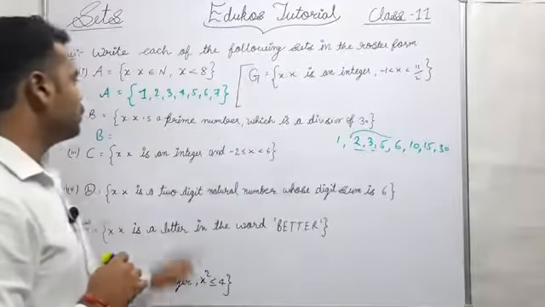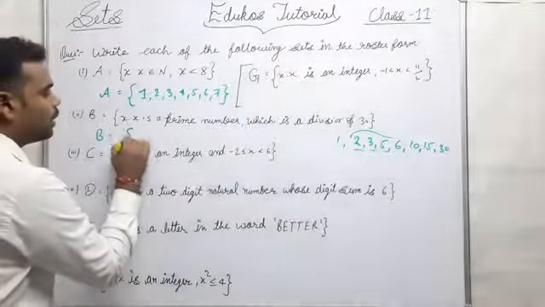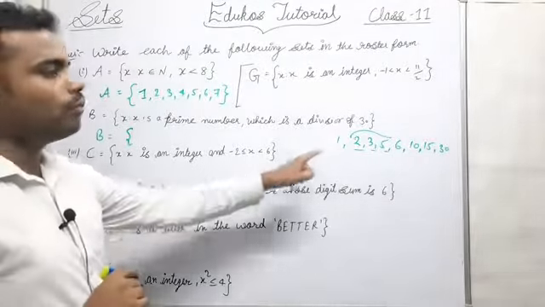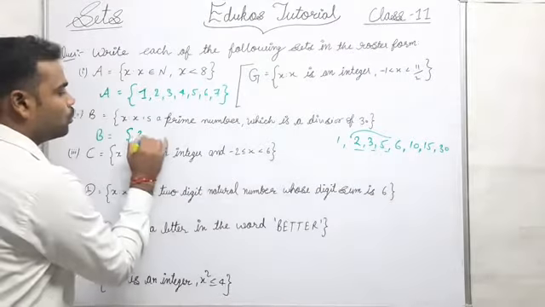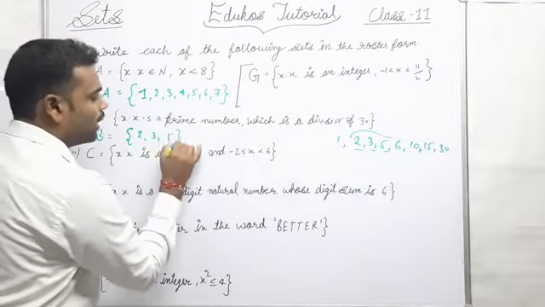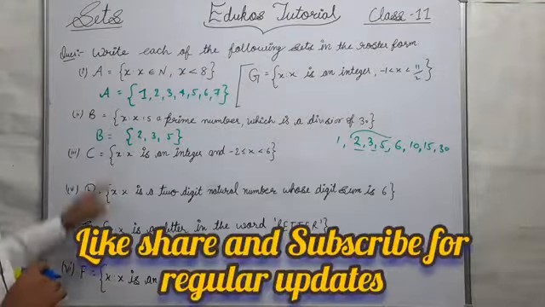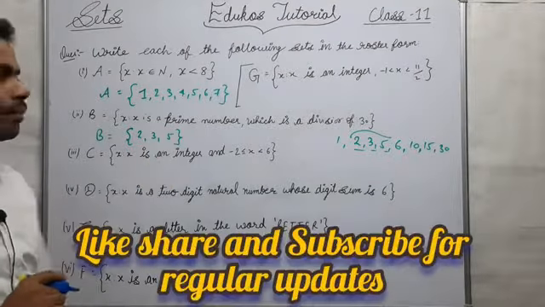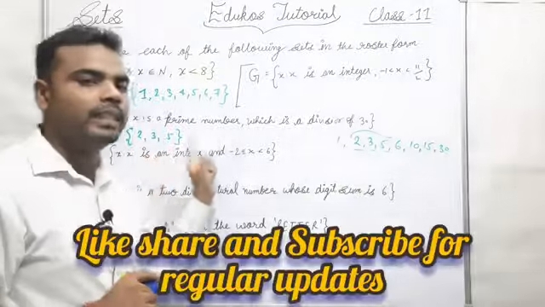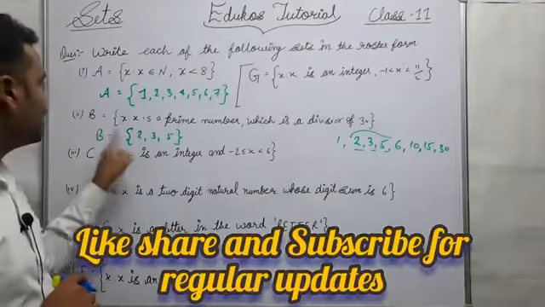and 5. Okay, so set B in the roster form can be written as {2, 3, 5}. So the elements of set B will be 2, 3 and 5. Okay, so the number of elements in set B is 3.